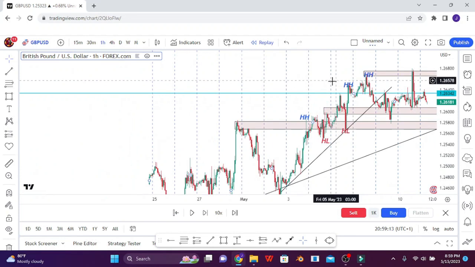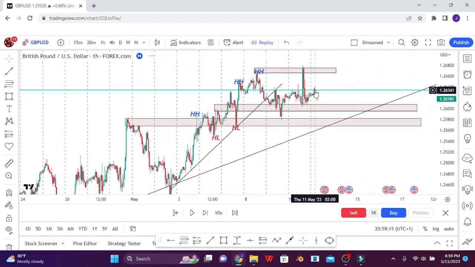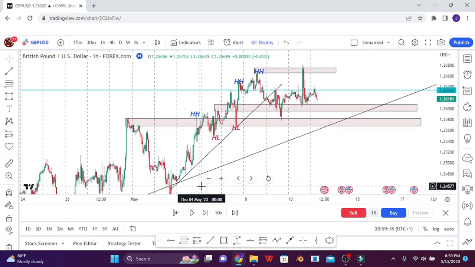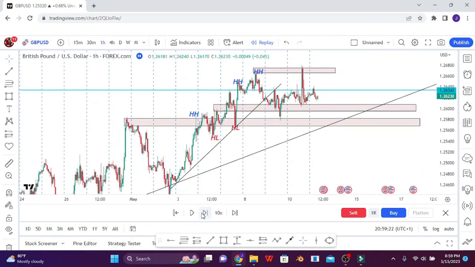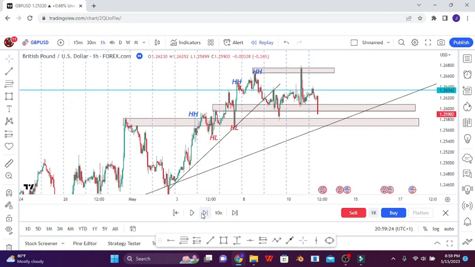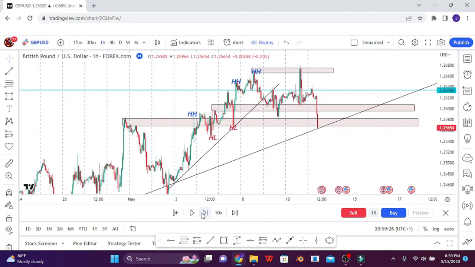You can see that this market now created a structure here. Let us see it now. Waiting to happen. Okay, guys, this candle here now has broken this zone, to show you that the market structure has changed.